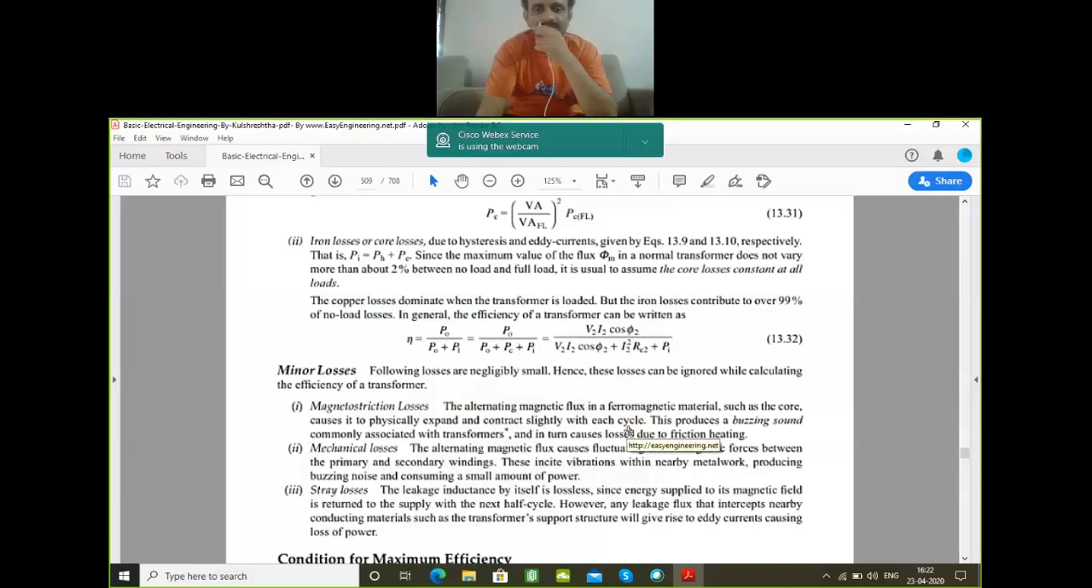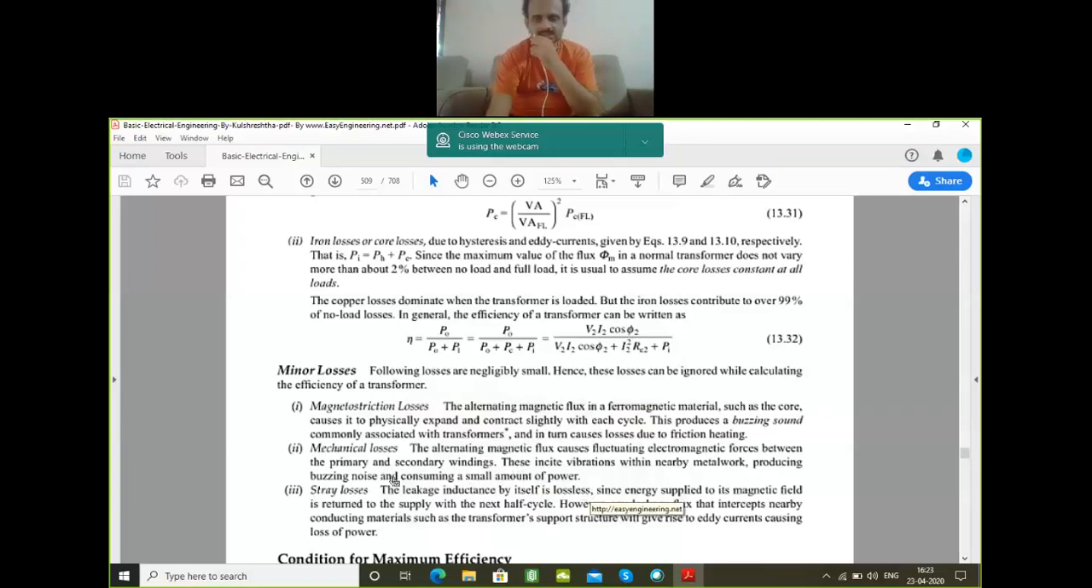Then we saw mechanical losses. Mechanical losses are losses due to the windings. You have two windings, primary and secondary. When the flux associates with the primary winding and then the secondary winding, certain vibrations are created in the metal work. They produce a buzzing noise, and there is power loss. A small amount of power is lost or consumed from the input power.